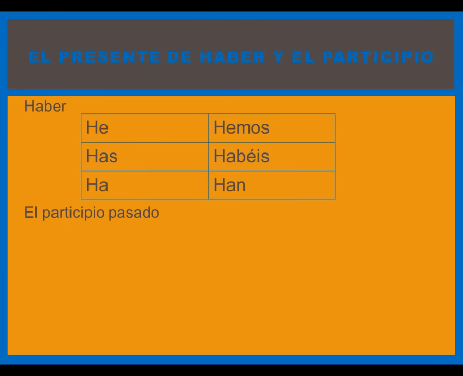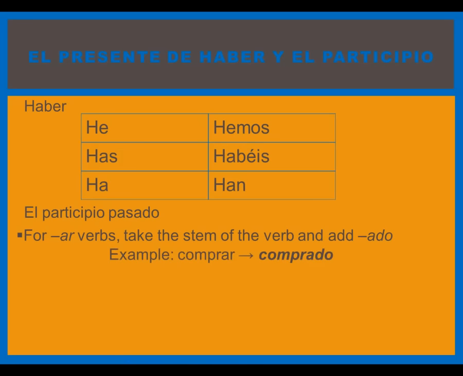Remember not to pronounce the H. He, the yo form, is again pronounced e. The past participle in Spanish is very easily formed. For AR verbs, we take the AR off of the infinitive, which leaves us with the stem, and to the stem we add ado. Comprar becomes comprado.